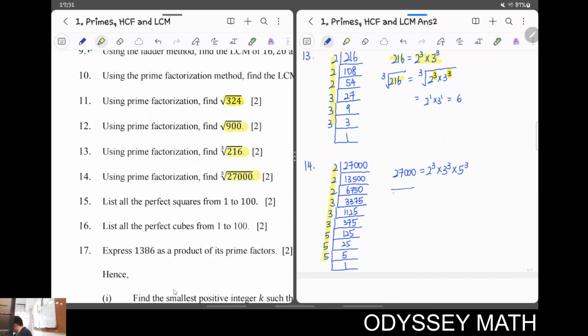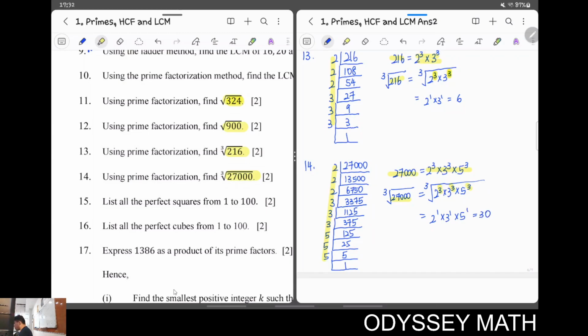And then we're going to take the cube root of 27,000. So 27,000, we put it in here. Replace it with 2 cubed times 3 cubed times 5 cubed, which is 2 to the power of 3 times 3 to the power of 3 times 5 to the power of 3. And then for cube root, again, we divide all the powers here by 3. So 3 divided by 3 is 1. So it becomes 2 to the power of 1 times 3 to the power of 1 times 5 to the power of 1. So then the answer here is just 30.